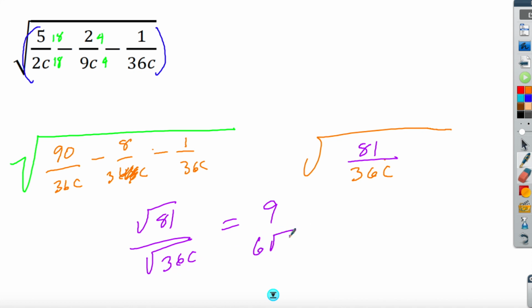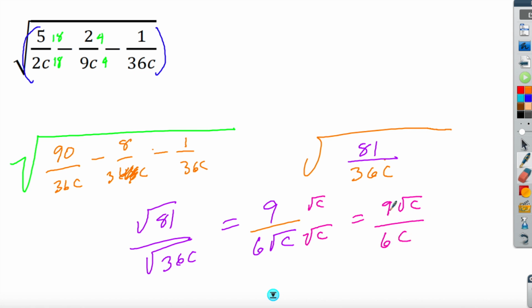But you just have that radical c hanging out there. And remember, you can't just have a radical in the denominator. So you need to rationalize it by taking the square root, multiplying both of them by the square root of c. So that is going to give me 9 square root c all over 6c.